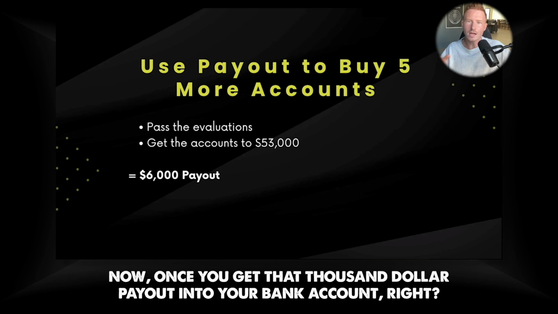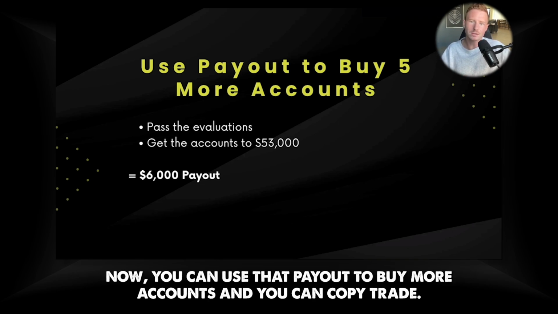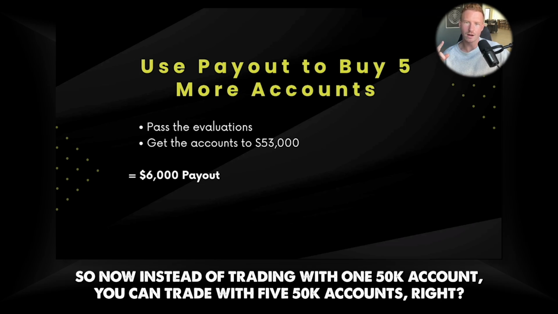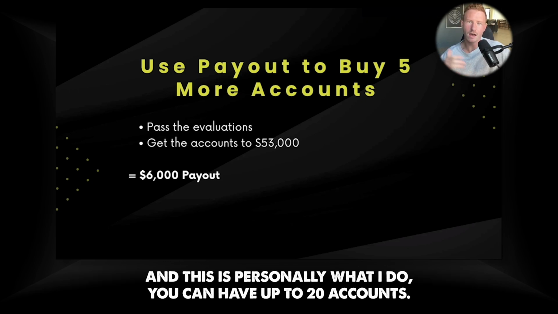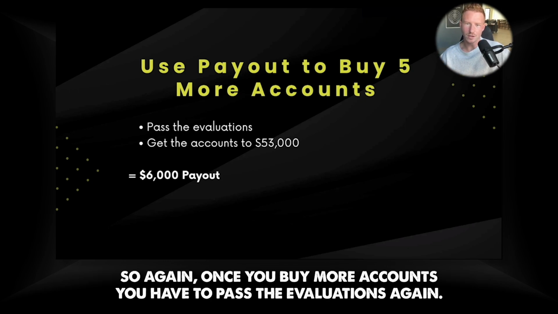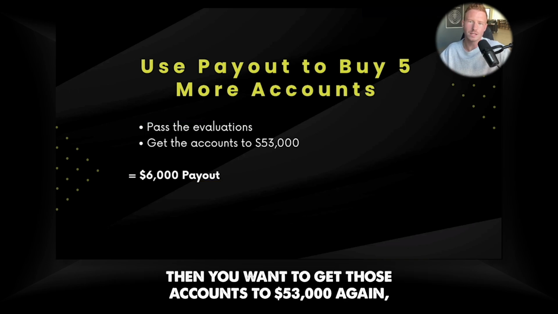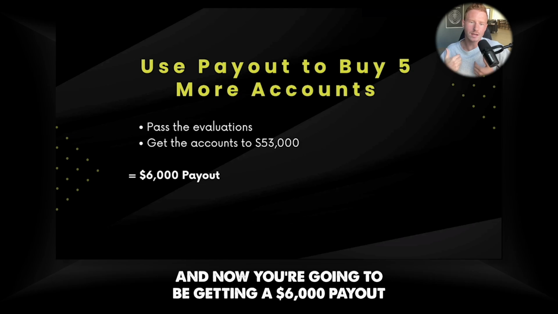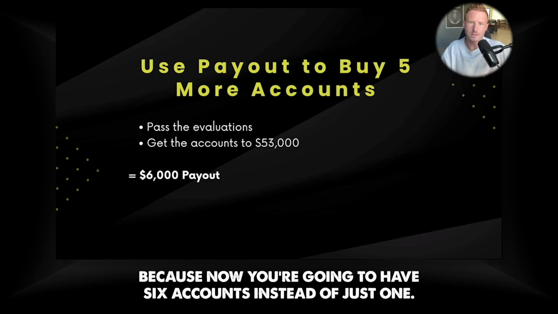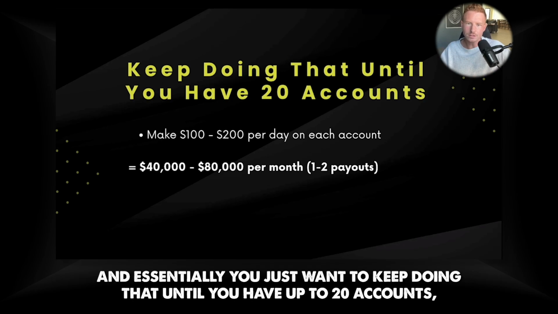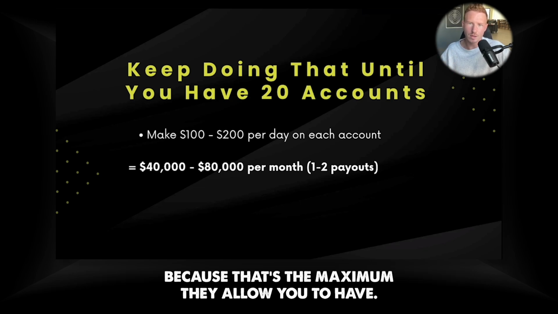Now, once you get that $1,000 payout into your bank account, you can use that payout to buy more accounts and you can copy trade. So now instead of trading with one 50K account, you can trade with 5 50K accounts. And this is personally what I do. You can have up to 20 accounts. Once you buy more accounts, you have to pass the evaluations again. Then you want to get those accounts to 53,000 again. And now you're going to be getting a $6,000 payout because now you're going to have 6 accounts instead of just 1. And essentially you just want to keep doing that until you have up to 20 accounts because that's the maximum they allow you to have.